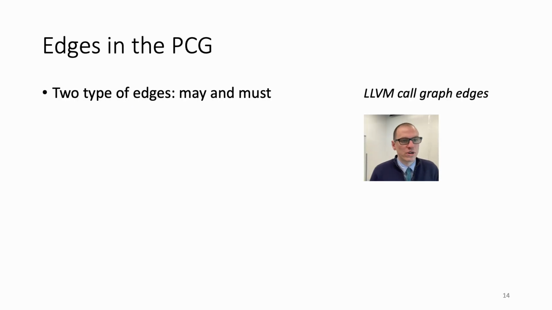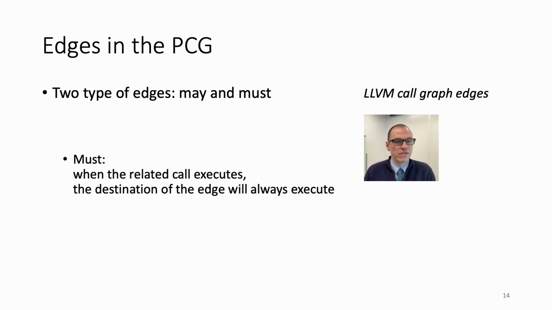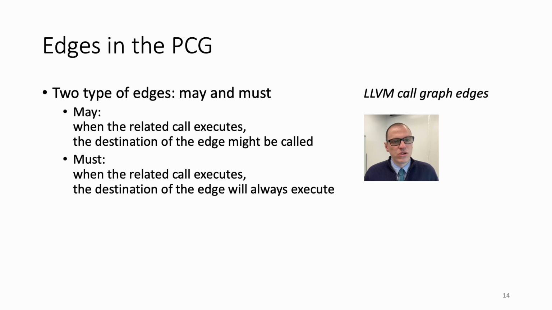Each edge in the program call graph can be either may or must. And the specific semantics of those is the following. A must edge means the following. When the related call instruction that has created this edge executes, the destination of that specific edge is guaranteed to execute. A may edge instead means when the related call instruction that has created that edge executes, the destination of that specific edge may execute. There is no guarantee.